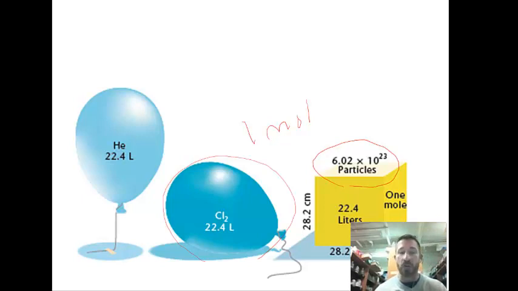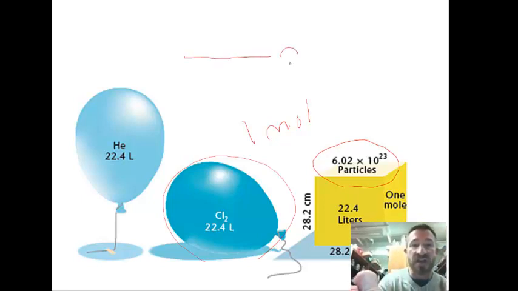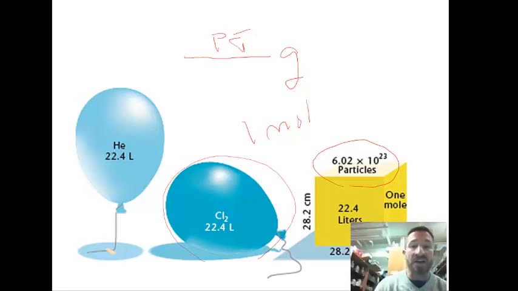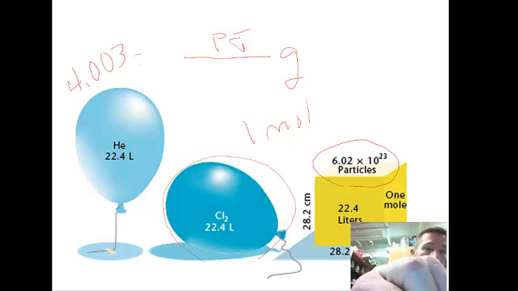Why is the chlorine balloon on the ground? Because they have different masses. Remember, we're always saying the mass in grams from the periodic table. What would be the mass of a mole of helium? Well, all you have to do, if you don't remember, is pull out your periodic table. The mass of a mole of helium would be 4.003 grams with 4 sig figs.